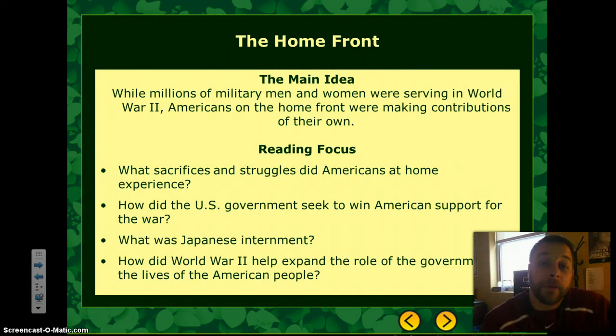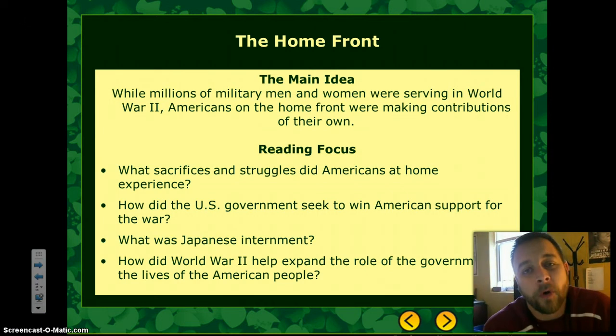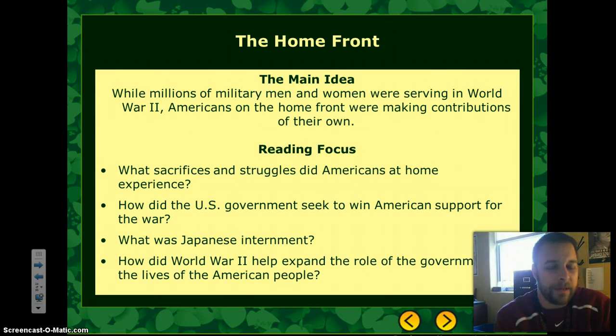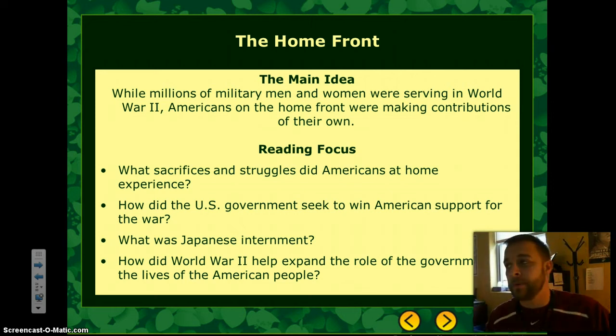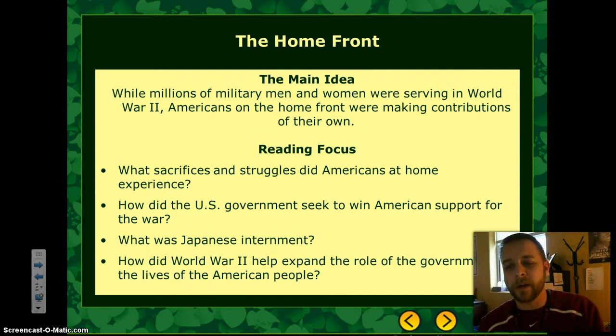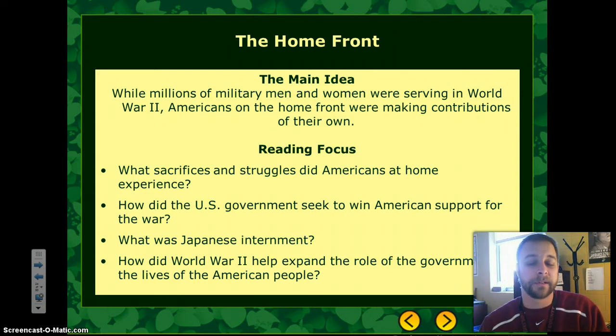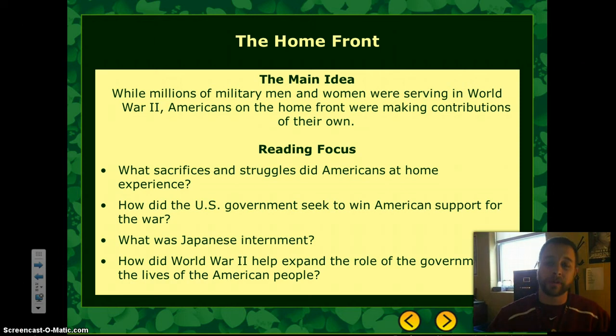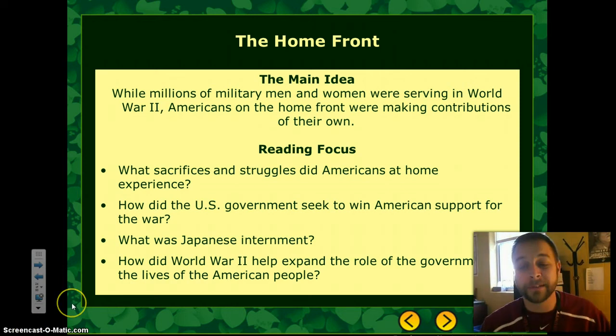All right, so now quickly we're going to shift gears and talk about what was going on in the war in the United States, how U.S. society was affected. Millions of military men and women were serving, but there were Americans on the home front that were doing things as well. So we're going to talk about the sacrifices and struggles that Americans experienced, how the U.S. sought to win American support. We'll talk about propaganda, Japanese internment, what happened there, and how World War II expanded the role of the government in people's lives.